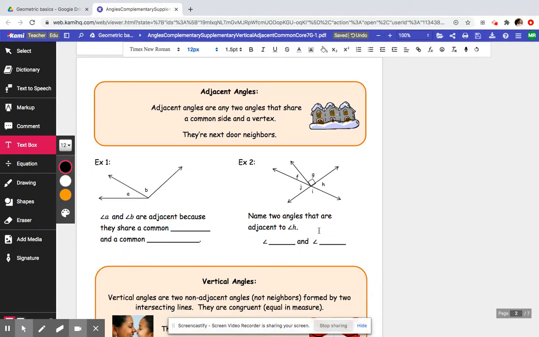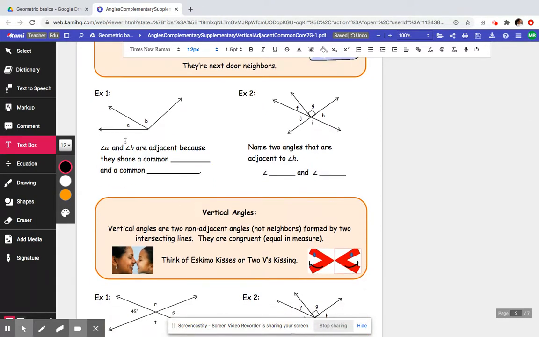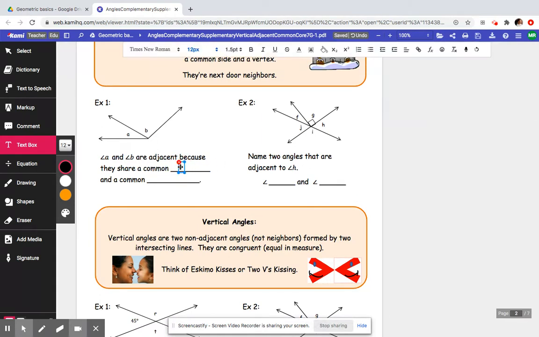Adjacent angles, just don't forget, are any two angles that share a common side and a vertex. Angle A and angle B are adjacent because they share a common side and a common vertex. All right, name two angles that are adjacent to angle H. Well, angle G would work, and angle I would work as well. So I can put those here, G and I.